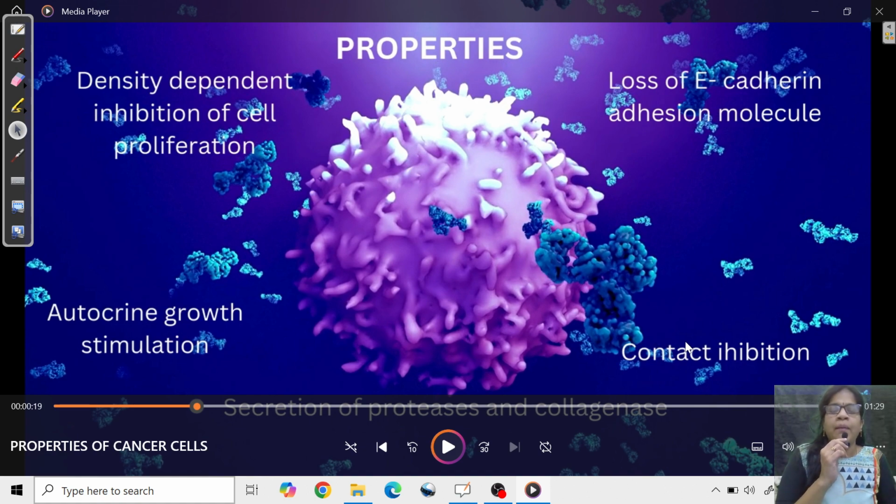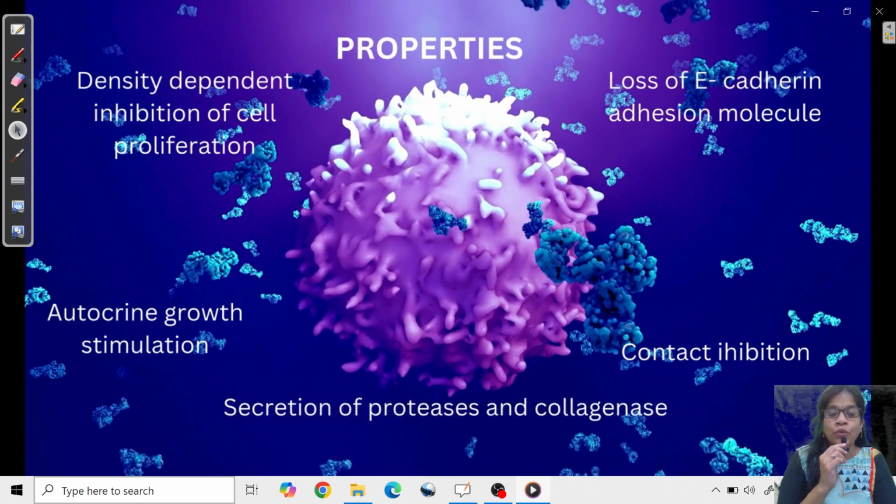But when you see a tumor cell, though it attaches to the neighboring cells, it doesn't lose the capacity of proliferating, right? So it keeps on multiplying in all the other directions without having a proper cell to cell interaction. So this is also one of the important properties of your cancer cell. And I told you the last one is the secretion of proteases and collagenases.